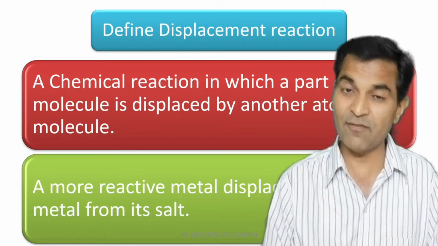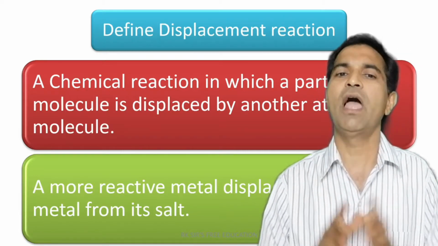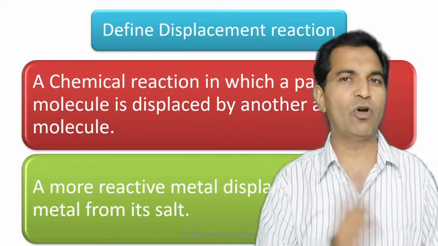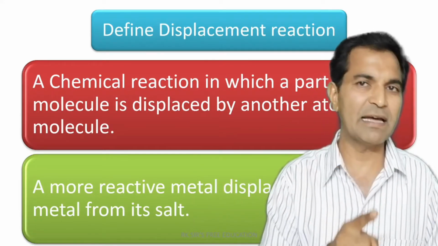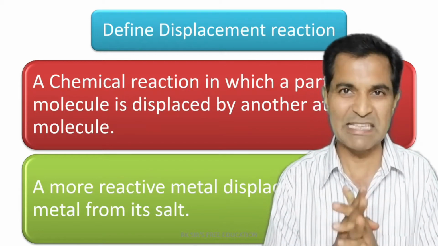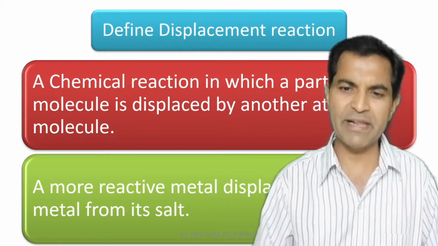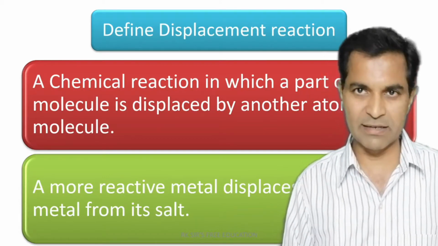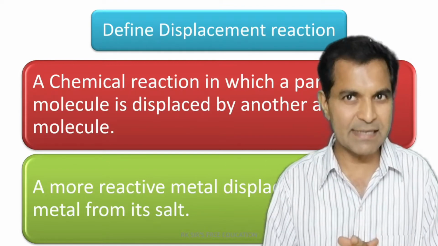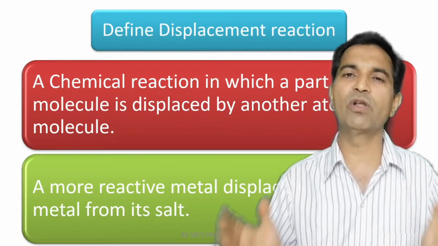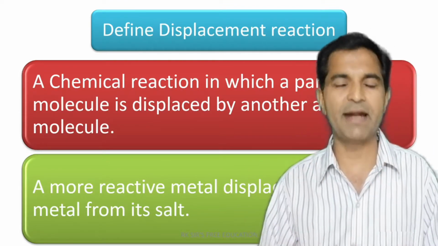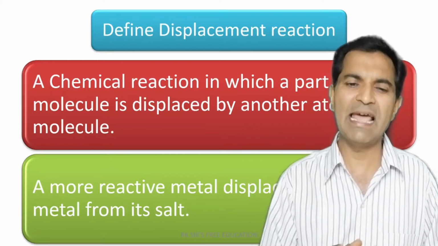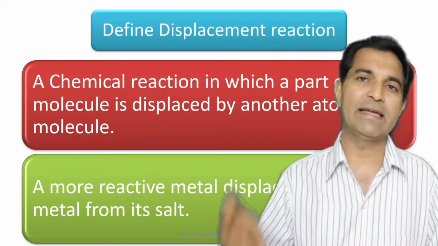As the name itself indicates, a chemical reaction in which a part of a molecule is displaced by another atom or molecule is known as a displacement reaction. A more reactive metal displaces a less active metal from its salt. Repeat, a chemical reaction in which a part of a molecule is displaced by another atom or molecule. A more reactive metal displaces a less active metal from its salt.